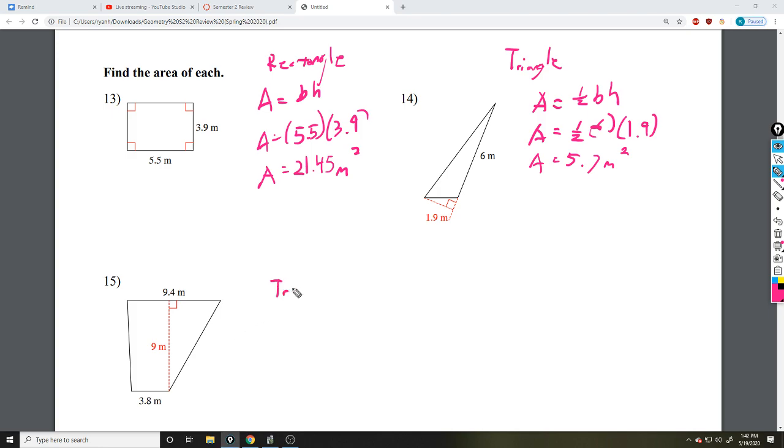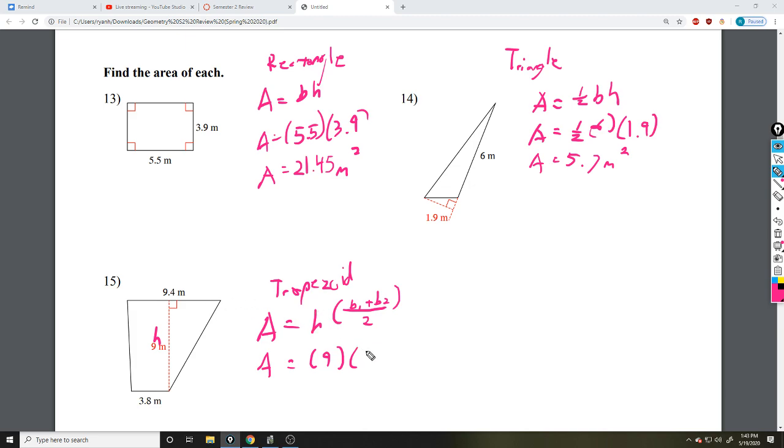Next, this is a trapezoid. In the area formula, I like to describe it as the average of the bases times the height. My height is the distance that connects the two bases. So we're going to have 9 as my height times the average of the bases. So we have base 1 plus base 2.